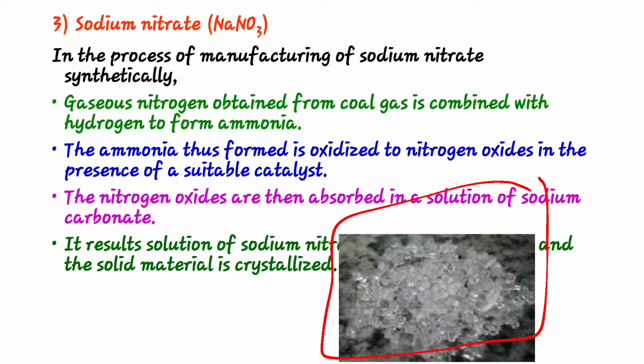Also, in that manufacturing process the raw materials used are gaseous nitrogen and hydrogen in the form of ammonia. That material is used for making the sodium nitrate. The process involves oxidation, and second, the sodium carbonate is formed.